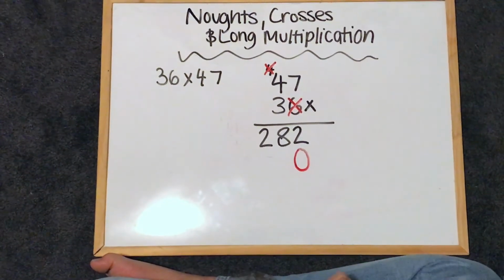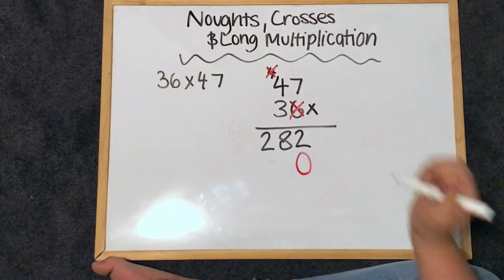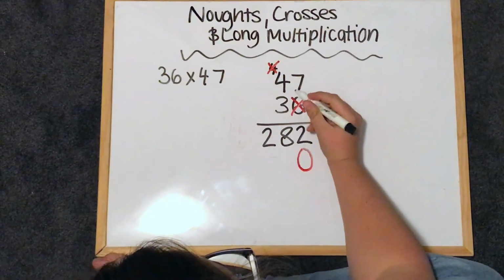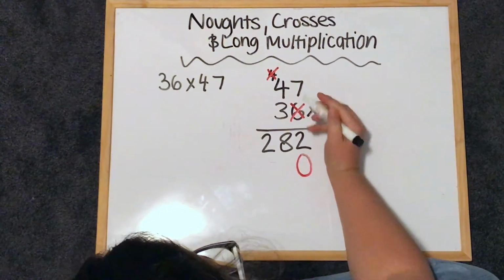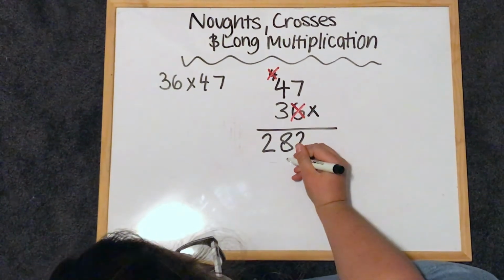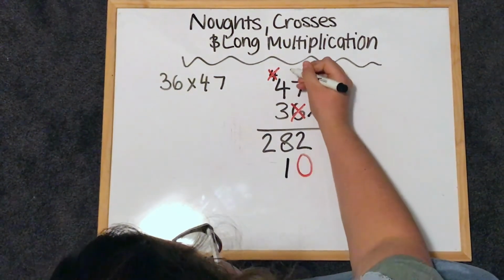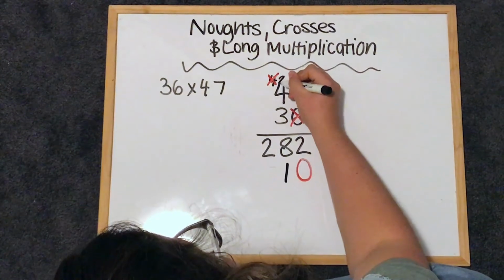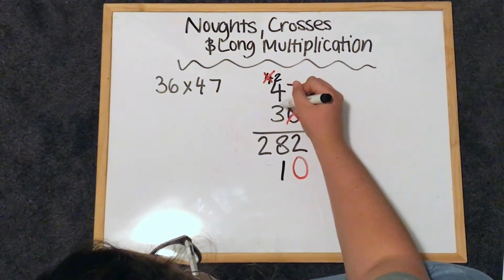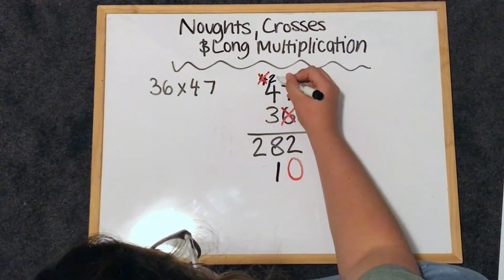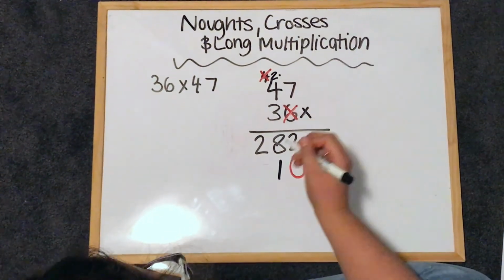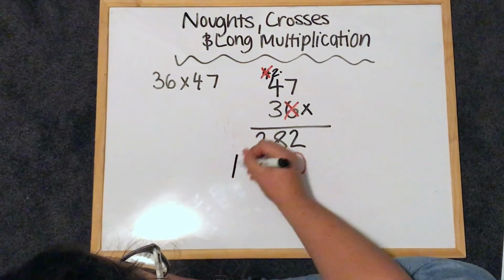And now we will continue with the multiplication of the tens column. 3 times 7 is equal to 21. Put the 1 down and trade 20 for 2 tens. And then do the equation 3 times 4. This is equal to 12. Plus the 2 from before, that equals 14.